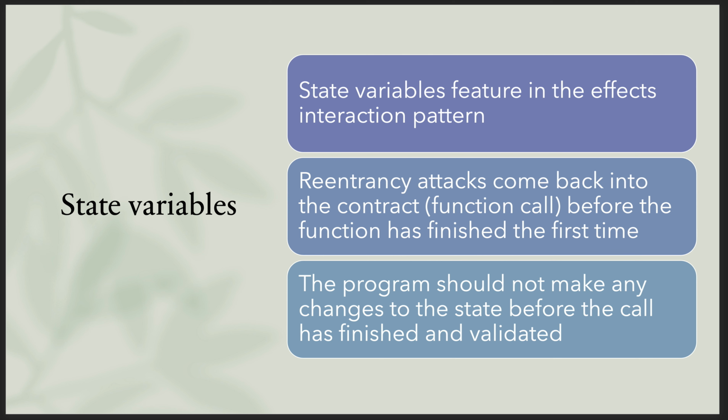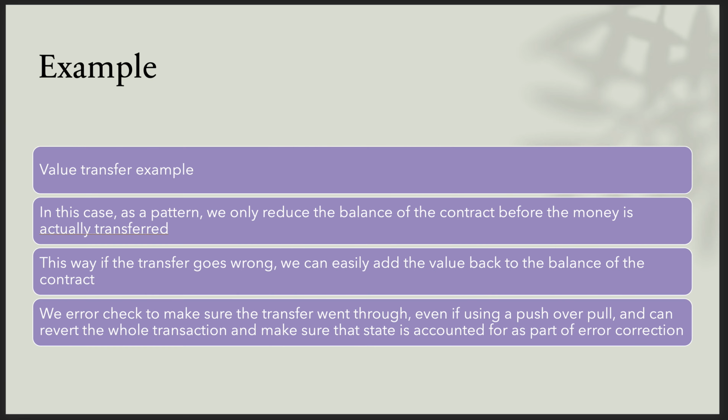And this is where you go through that process of checking, verifying, and if on error, try-catch. Do the thing you need to do. A big example of this is if you're going to do a value transfer. In this case, as a pattern, we only reduce the balance of the contract before the money is actually transferred. So we'll check it and go, okay, he's got enough money.